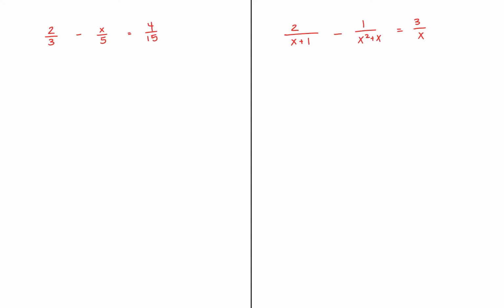I see 15 right here, and I know that 15 is 3 times 5, and my other denominators are 3 and 5. So if I multiply the whole equation by 3 times 5, I'll be able to clear all the denominators. We call that clearing all the denominators. So I'm going to multiply each term by 3 times 5, by 3 times 5, and by 3 times 5.